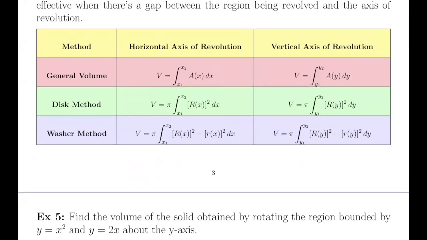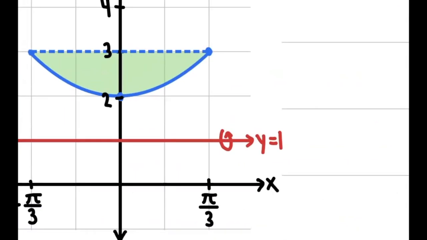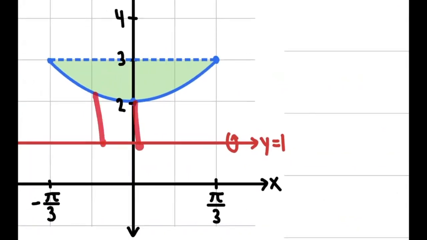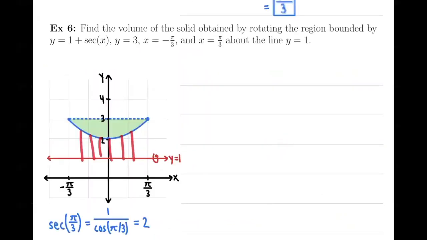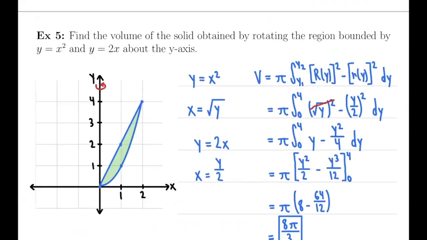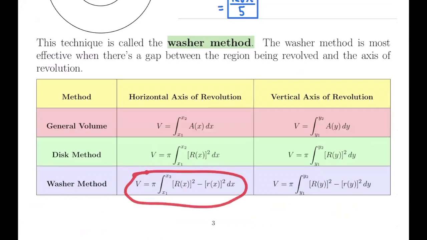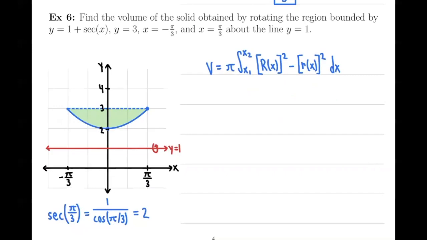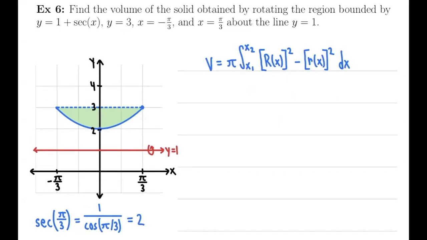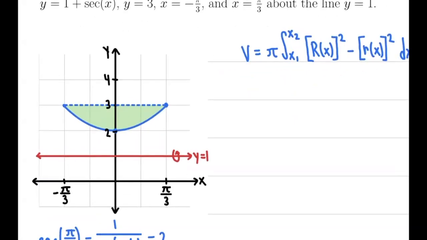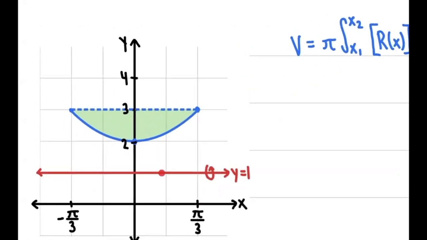We are going to use the washer method because there's a gap between the region and the axis of revolution. And again, we have a horizontal axis of revolution, so we're going to make everything in terms of x. Think very carefully here. What is the outer radius? Remember, outer radius is the distance from the axis of revolution to the outer edge of the region. What's that distance right there?